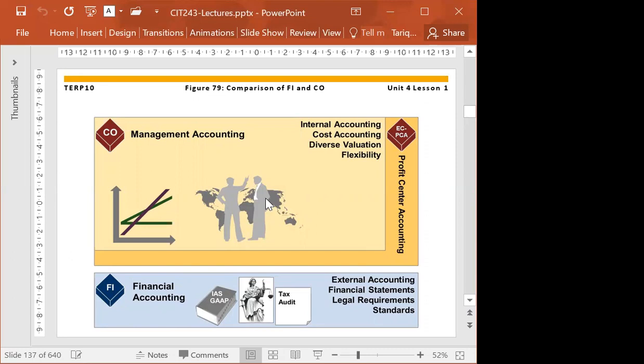Management accounting is the internal accounting, or you can say it is a cost accounting. So mostly people are using it internally and for decision-making purposes. So this is the main difference between financial accounting and management accounting.